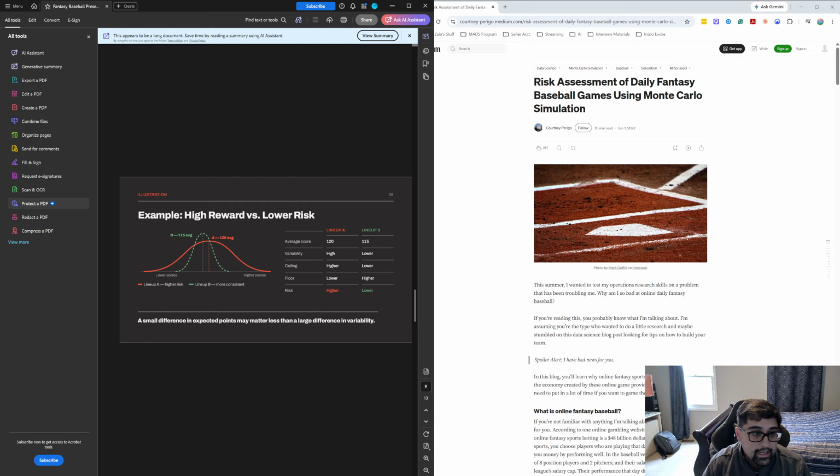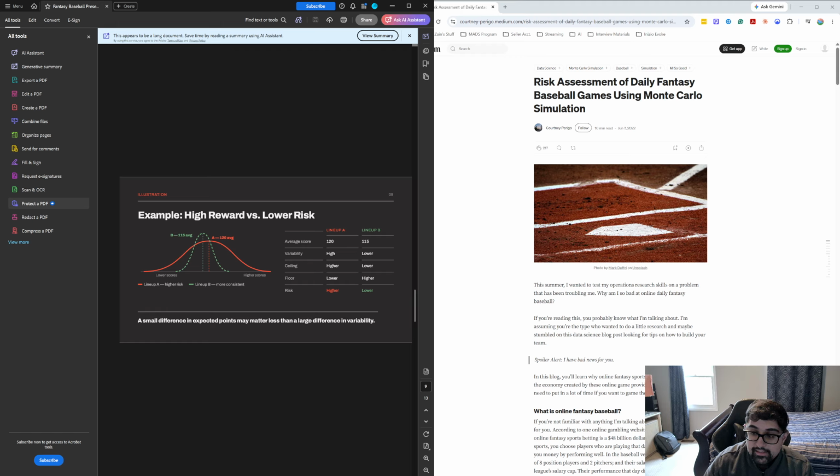On the next slide I created a small chart that shows both questions being answered, and you can see a lot of overlay. But for the more consistent lineup, you definitely have less variability, while for lineup A, which has higher risk, you have extremely wide bands of variability. Sometimes you would choose a higher risk lineup if it's a one-off game and you're trying to get a higher fantasy score.